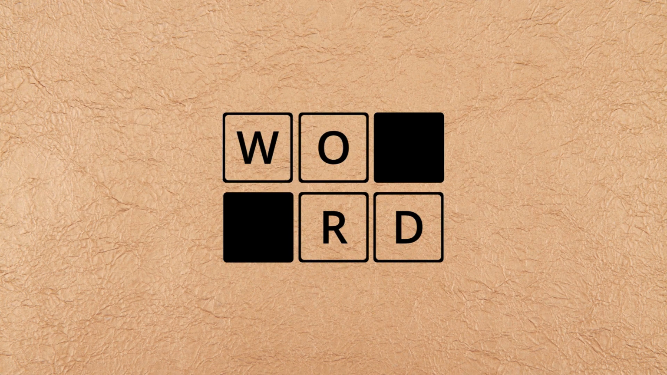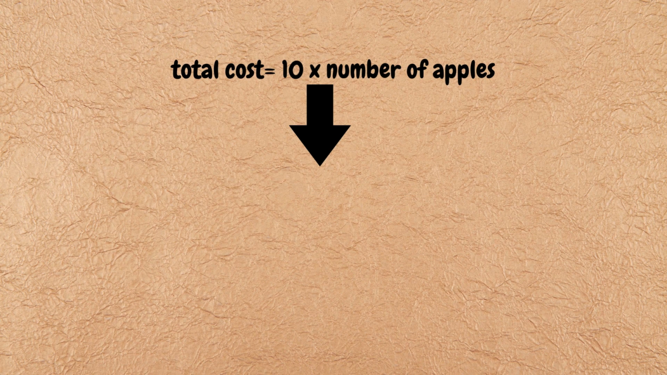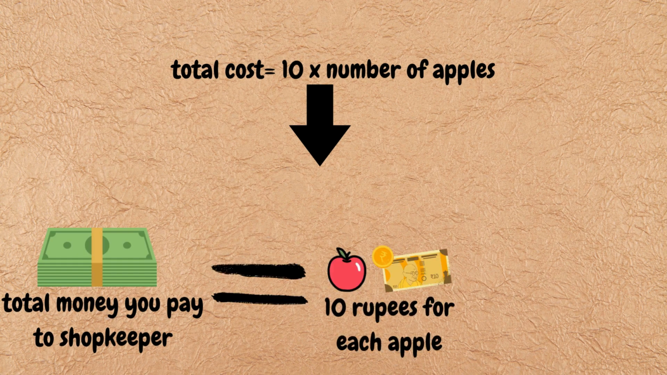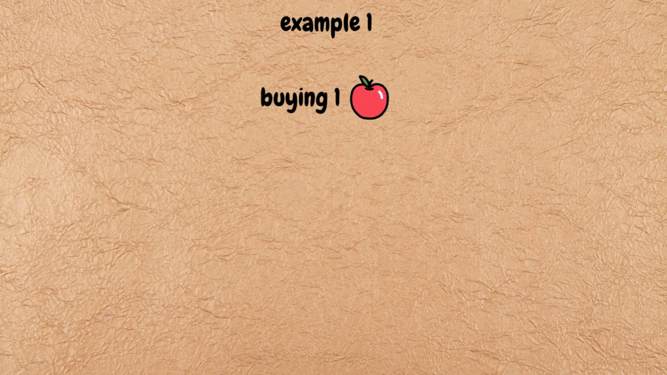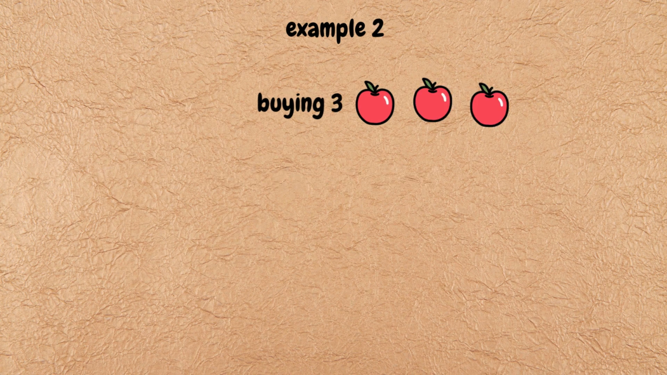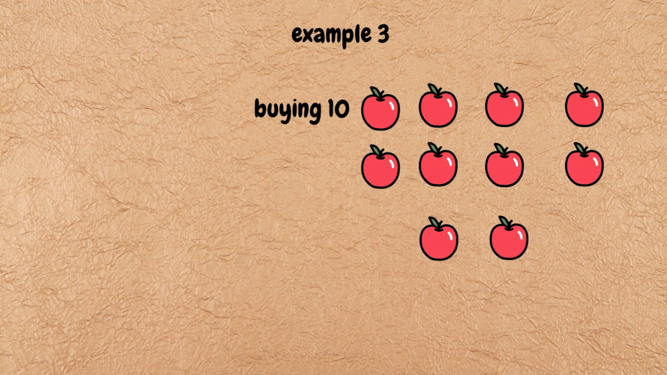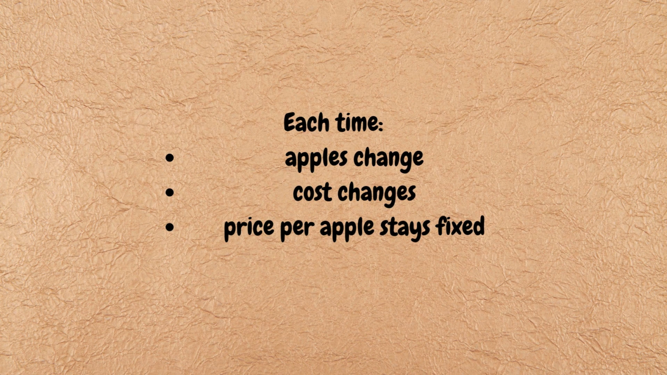Understanding the equation in words. This equation means total money you pay is equal to 10 rupees for each apple multiplied by the number of apples you buy. Nothing mysterious. Finding total cost with examples. Example 1. Buying 1 apple. Cost is 10 into 1 equals 10 rupees. Example 2. Buying 3 apples. Cost is 10 into 3 equals 30 rupees. Example 3. Buying 10 apples. Cost is 10 into 10 equals 100 rupees. Each time apples change, cost changes, price per apple stays fixed.